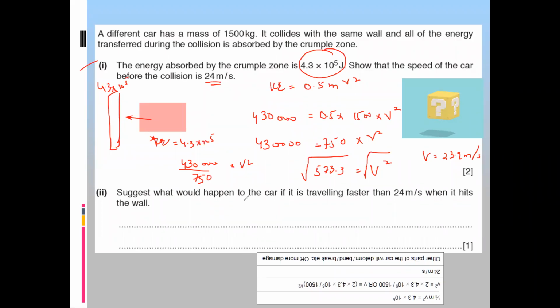And suggest what would happen to the car if it is traveling faster than 24. For example, this car was moving at 24 meter per second, and if there's another car moving at 30 meter per second, what could happen to the car? 23.9 is approximately equal to 24, so you will write 23.9. What happens if the car approaches this wall at a higher speed? It will have more damage.